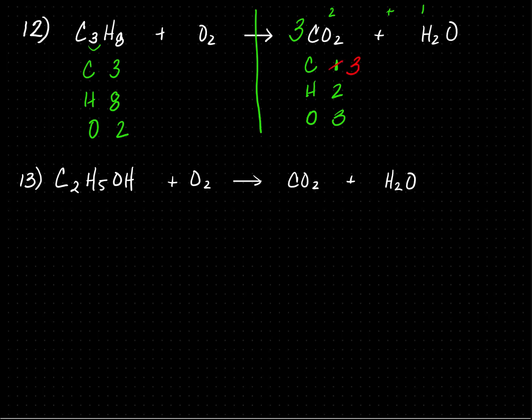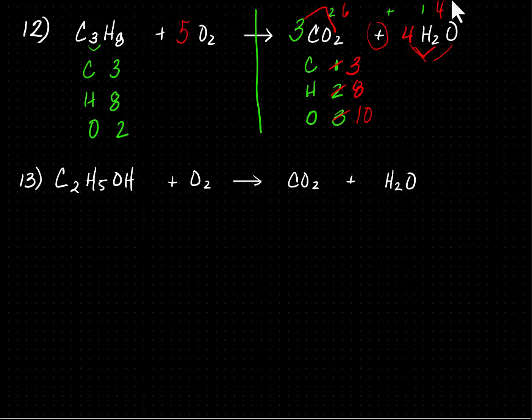I'm going to balance my hydrogen. I put a 4 in front. 4 times 2 is 8, so there's 8 hydrogens. My hydrogens and carbons are balanced. Now I'm going to count my oxygen. 3 times 2 is 6, plus 4 times 1 is 4, total of 10. To have 10 on the opposite side, I need a 5, so my coefficients are 1, 5, 3, 4.